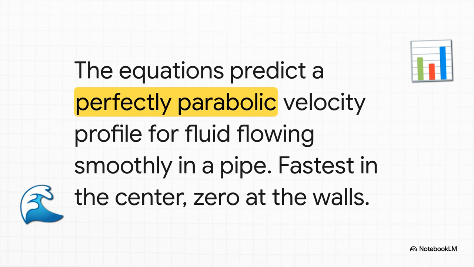And here is the beautiful payoff. After you go through all that complicated math, these equations can predict something incredibly simple and elegant. It turns out, for a fluid flowing nice and smoothly through a pipe, the equations predict that the speed of the fluid will form a perfect parabola. It's moving fastest right in the middle, and it slows down to a complete stop right at the walls because of that viscosity. It's just a perfect example of this beautiful, simple order emerging from what seems like total chaos.